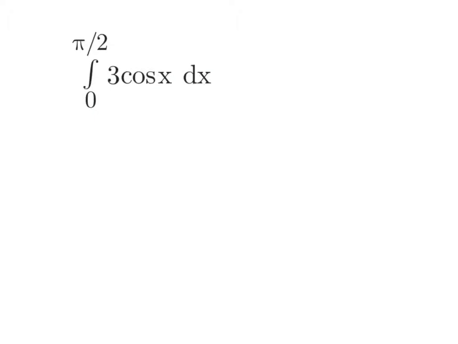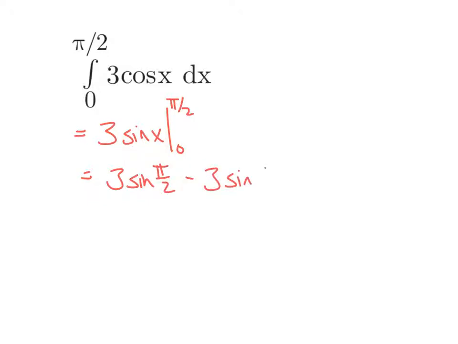Let's try it a couple more times. First of all, with the integral from 0 to pi over 2 of 3 cosine x dx. So we integrate 3 cosine, and it is sine, whose derivative is cosine, that we'll evaluate from 0 to pi over 2. So first, we'll plug in pi over 2 and subtract the value when we plug in 0. Now, the sine of pi over 2 is 1, and the sine of 0 is 0. So this value is going to be just 3.